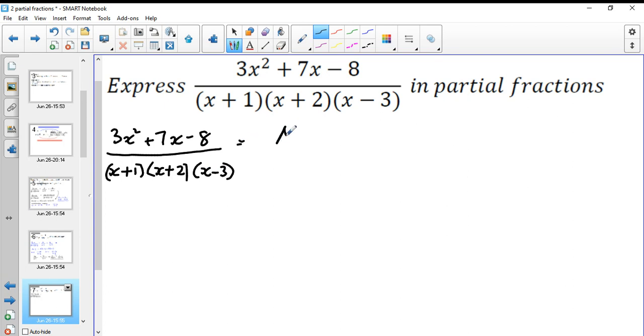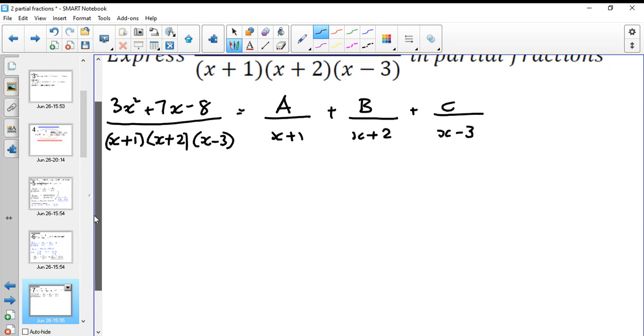So I'm going to need an A over x plus 1, a B over x plus 2, and then because I've got another one, I'm going to need a C over x minus 3. Okay, and if there was another one, x plus 4, you'd need a D over x plus 4. So it would just keep going on and on. You're unlikely, realistically, to get anything more than 3.